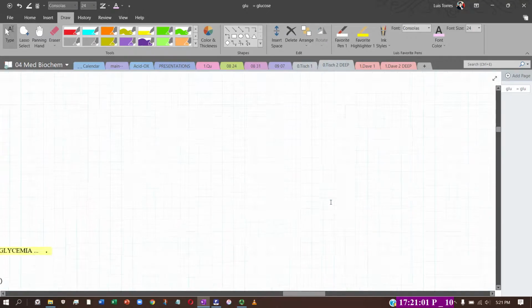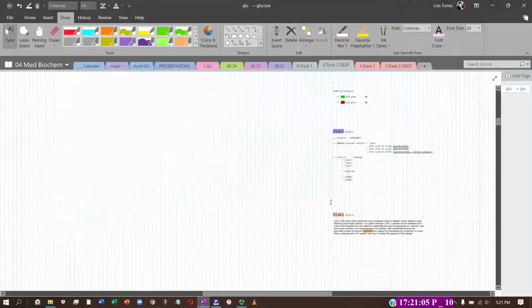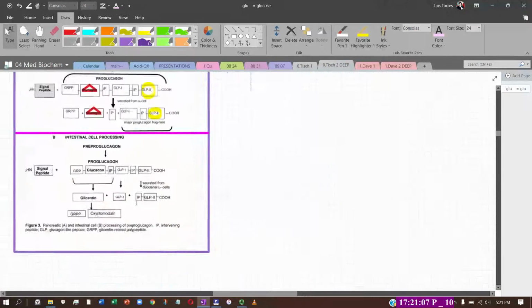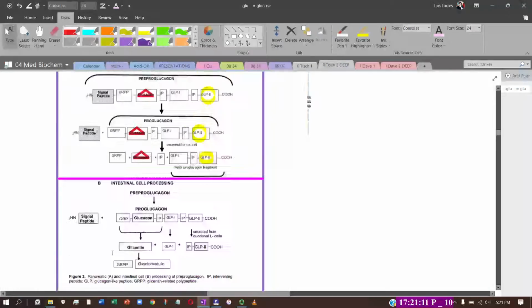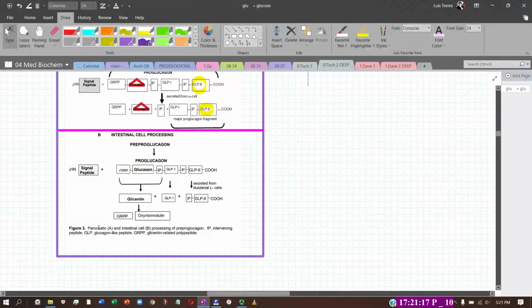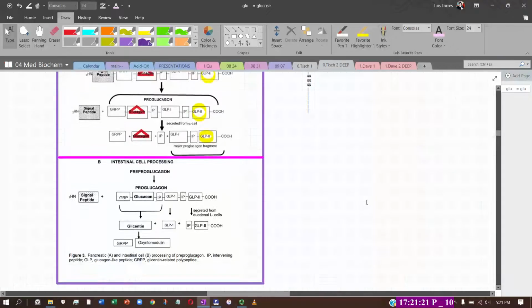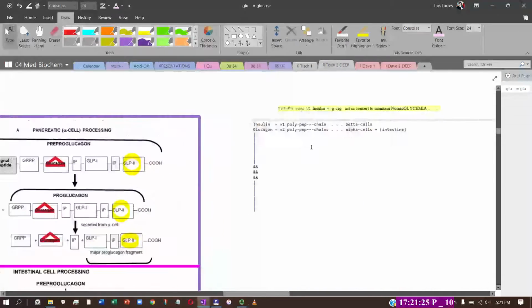So, moving on. What other details are there? So now we can move on to figure 3. There are two types of processing of pre-proglucagon. It can take place in the pancreas, or it can take place in the intestine. So not that many notes for this, it looks like, at least not for now.